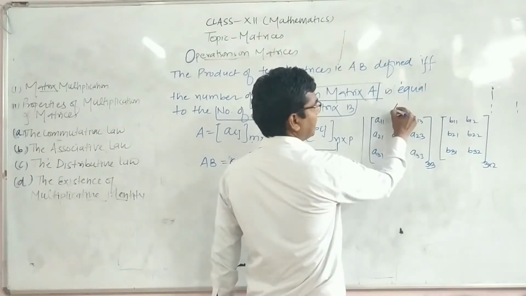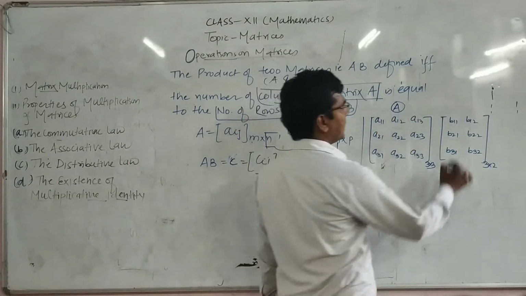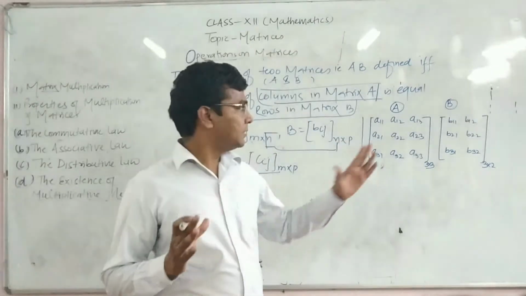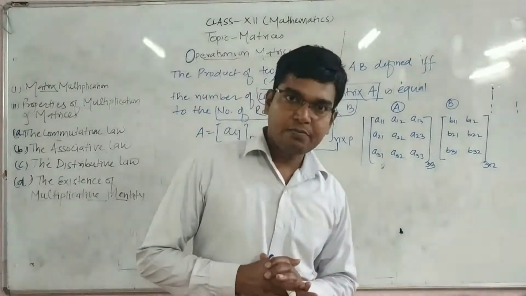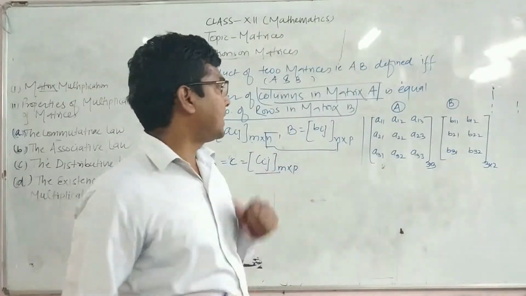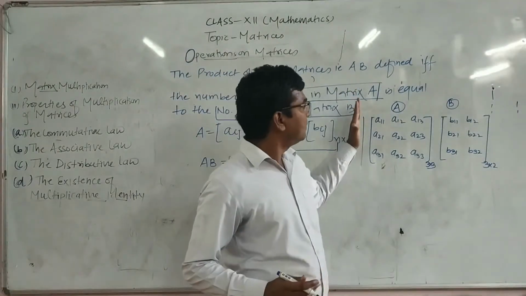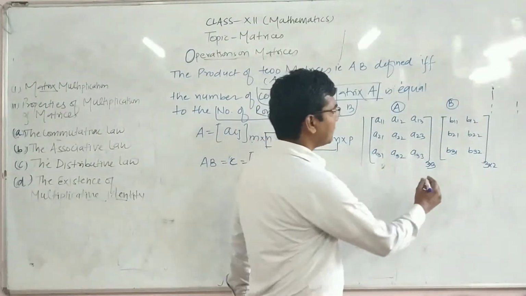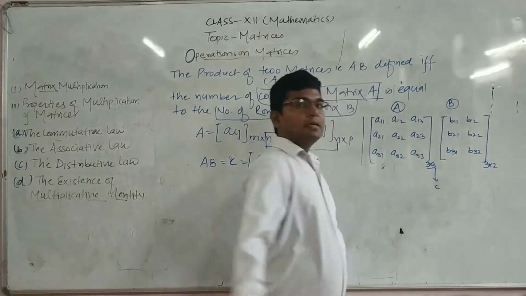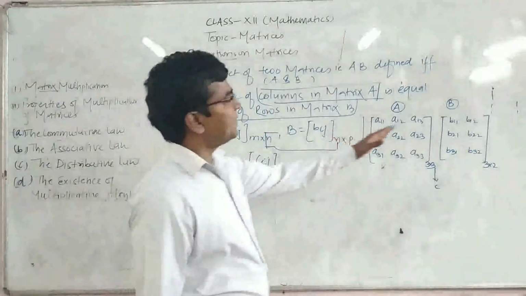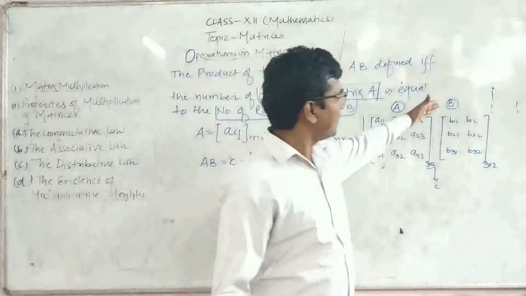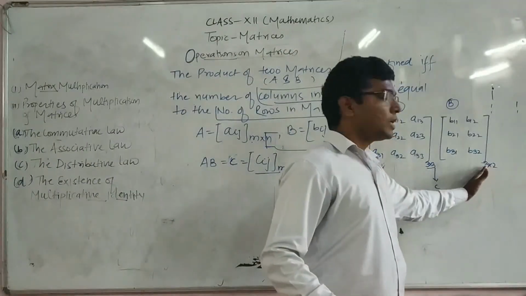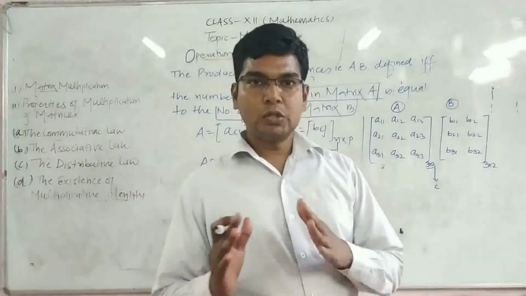This is matrix A and this is matrix B, for example. Are these two matrices conformable for multiplication? Let us check. First of all, matrix A is of order 3 by 3, so the number of columns is 3. In matrix B there are three rows and two columns, so the order of the matrix is 3 by 2.